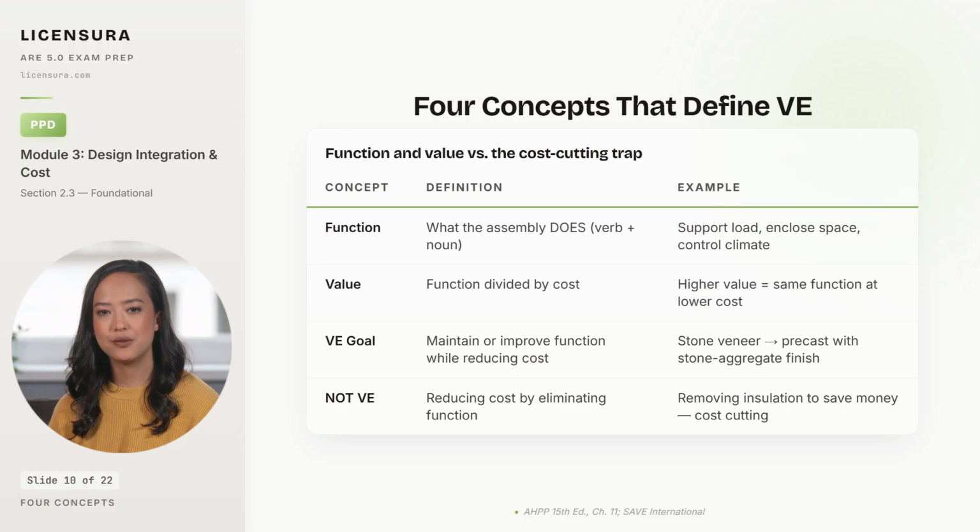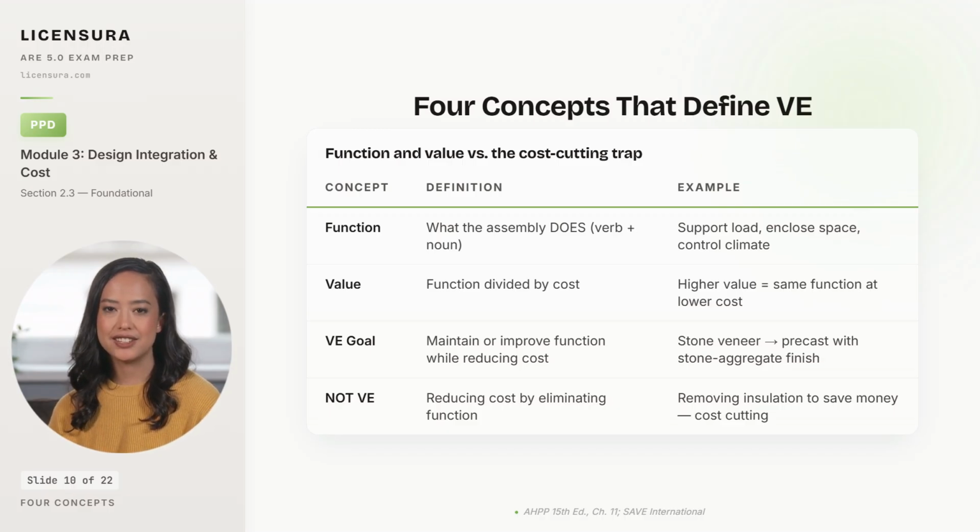Value is the ratio of function to cost. Higher value means the same function for less cost or more function for the same cost. The VE goal is to maintain or improve function while reducing cost, which is why switching from stone veneer to precast with a stone aggregate finish counts as VE. Same weather protection, same architectural intent, lower cost.